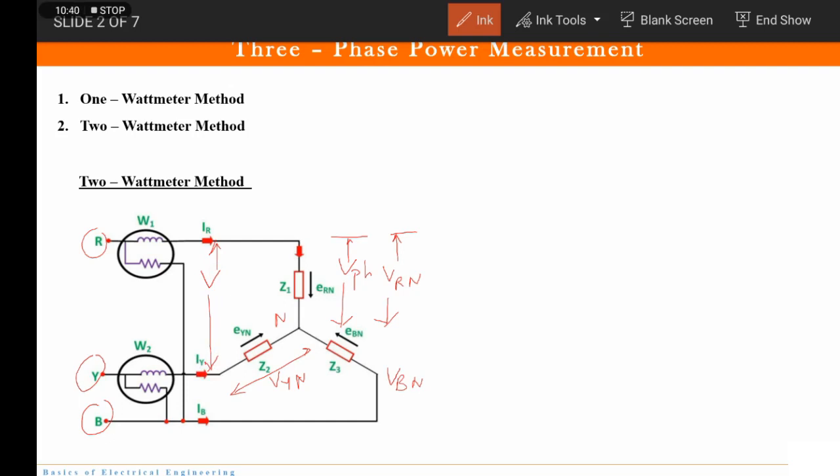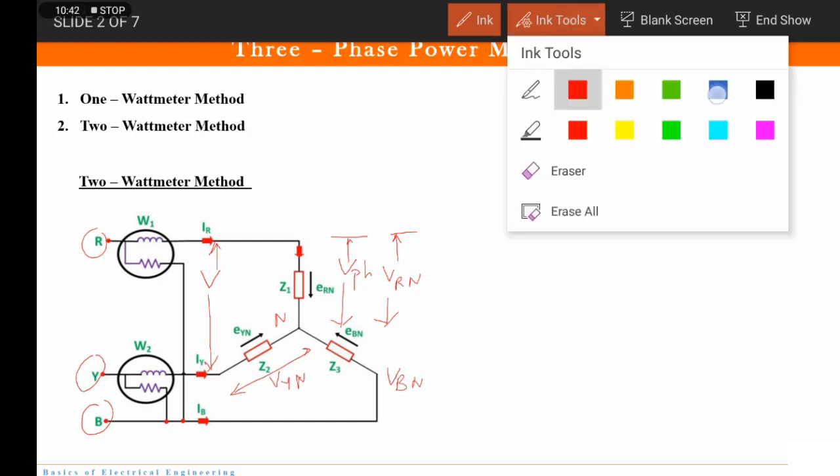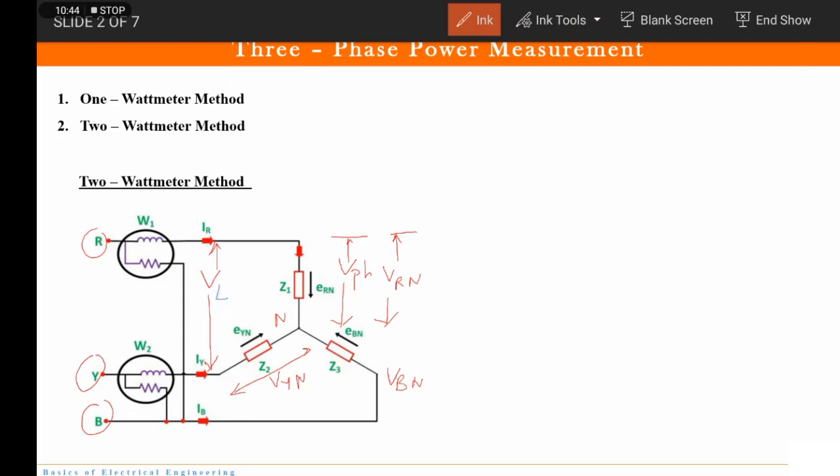Now, if you carefully see, this line voltage is between these two points. What is there between these two points? See, we are moving in this direction, correct? So what is there between these two points? It is VRN and VYN. So what will be this line voltage? The addition of these two. Fine. I'm just telling you how we can calculate different voltages.